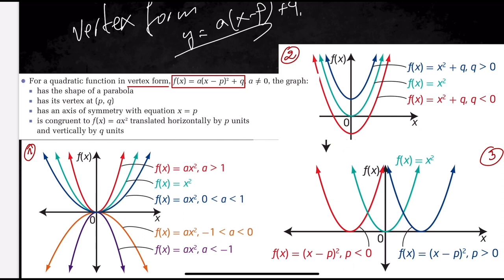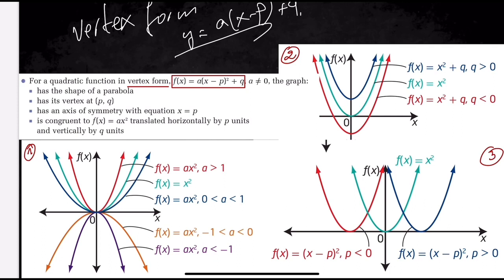Okay, whenever you have this form, that means there is a horizontal translation and vertical translation. So let's go over all these unknowns one by one.